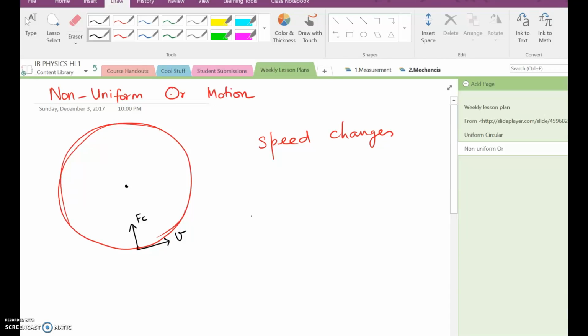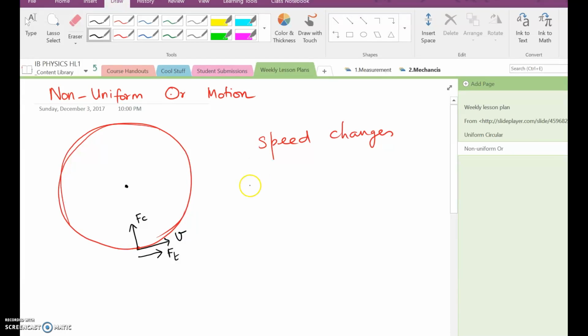But in non-uniform circular motion, in addition to the centripetal force, there will be a tangential force or a tangential acceleration resulting from the tangential force. So that means there's going to be some component of the force acting either in the direction of the velocity or opposite to the direction of the velocity.